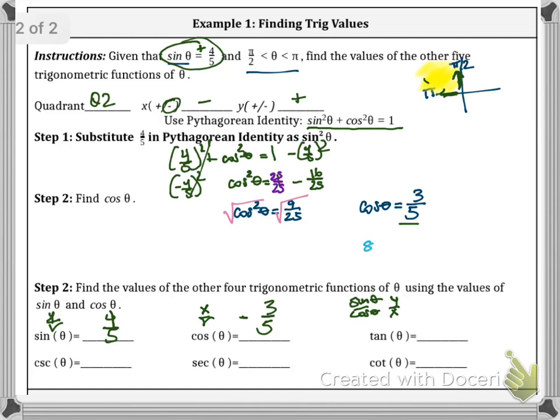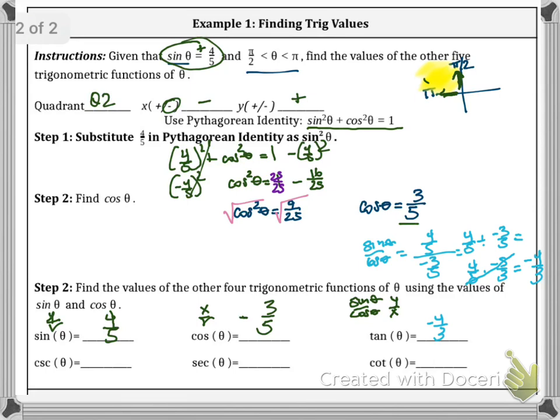So I'll do sine of theta over cosine of theta. This is going to be 4 over 5 divided by negative 3 over 5. Remember, when you're dividing by a fraction, you multiply by the reciprocal. So 4 over 5 times negative 5 over 3. Notice that the 5s cancel, so you're left with negative 4 over 3. And again, if you just look at the y value and the x value, it's just y over x.